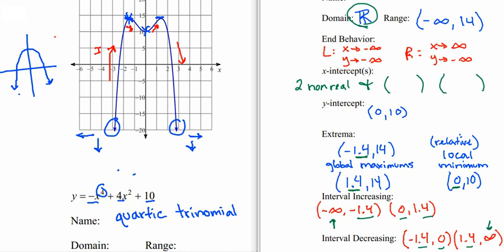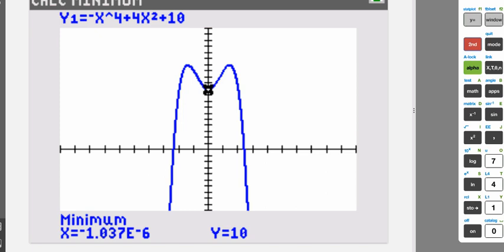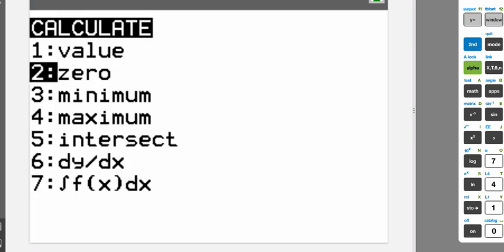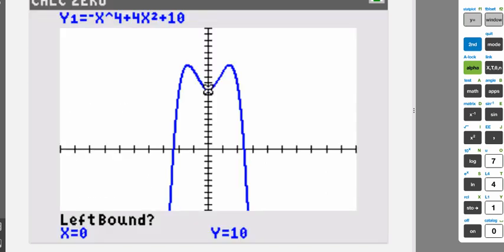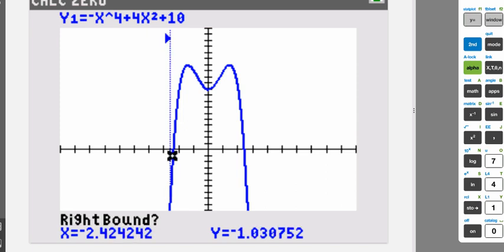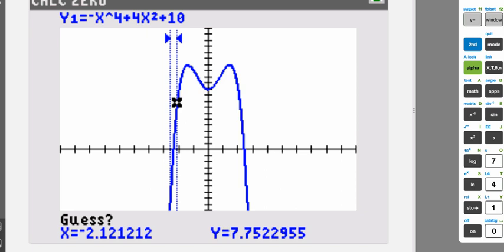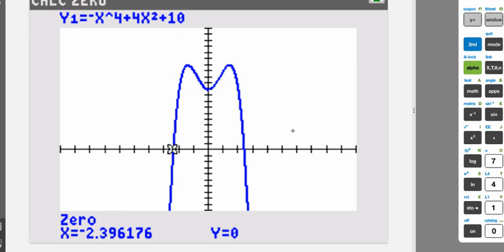Where are they? So second trace, we want zeros this time. Go all the way over to the left. Okay. I'm looking for this point right about a little bit above there. I'm looking for this point up here. Make sure to get to the left side of it by hitting the left arrow key and hit enter. Now it says right bound, so hit the right arrow key until you pass this 0 point. Once you get past it, you hit enter again, enter a final time, negative 2.40.